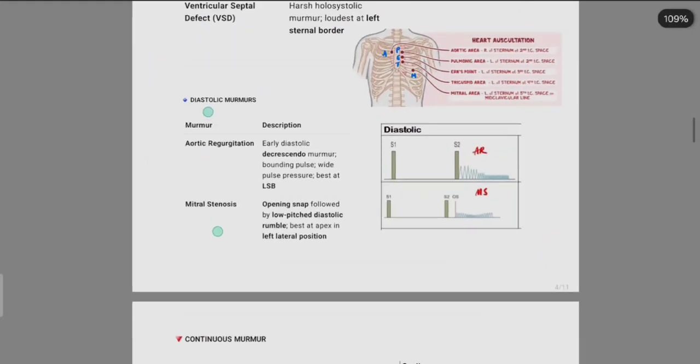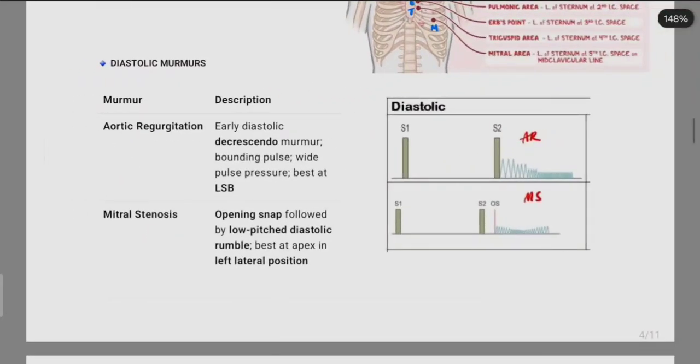Done with your systolic murmurs. Moving on to the diastolic murmurs. We know in diastolic murmurs, the filling is from above. So here the atrioventricular valves, the mitral and tricuspid valves, will be stenotic. So here we will be learning mitral stenosis and aortic regurgitation.